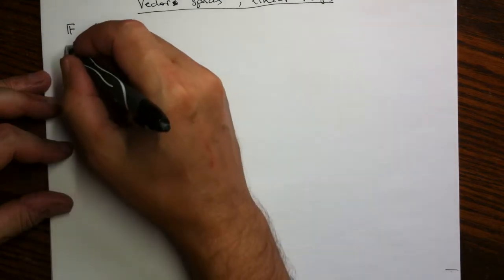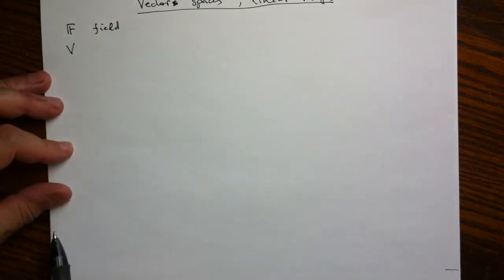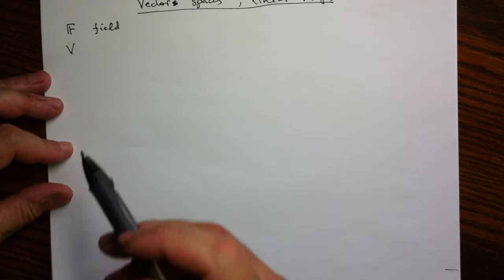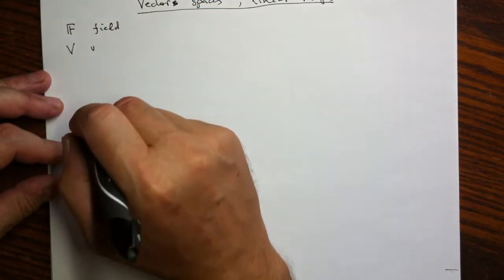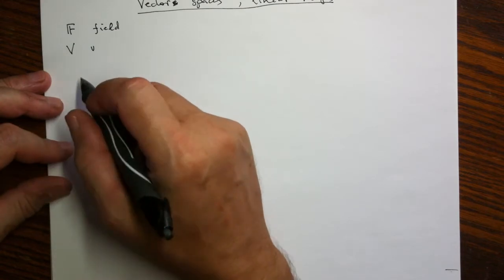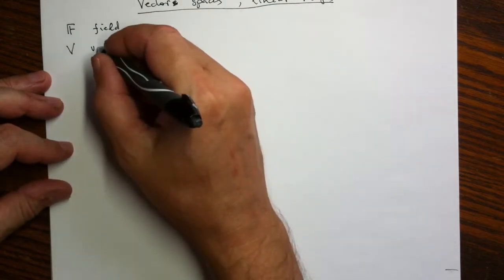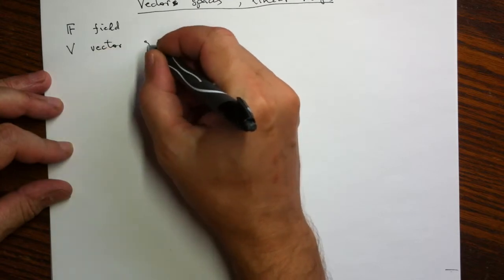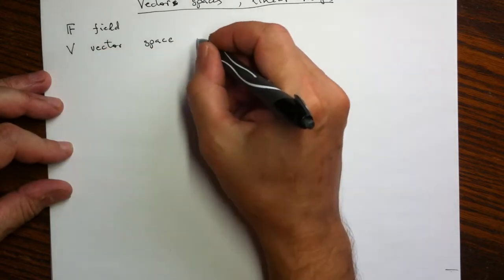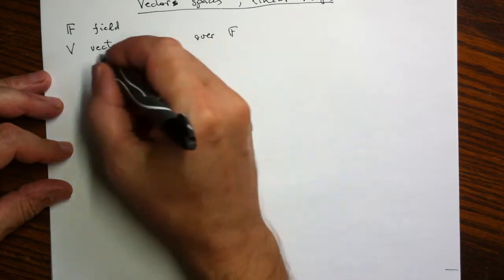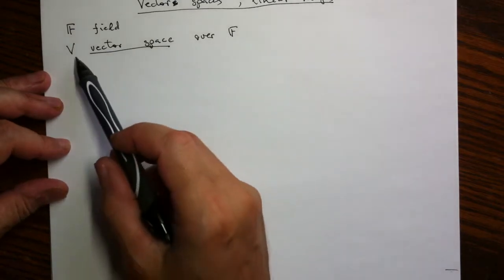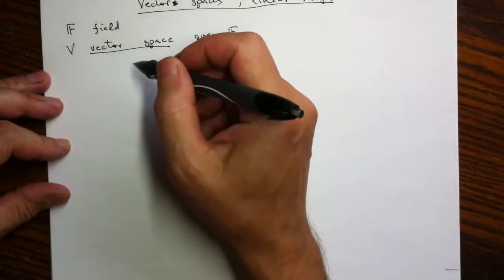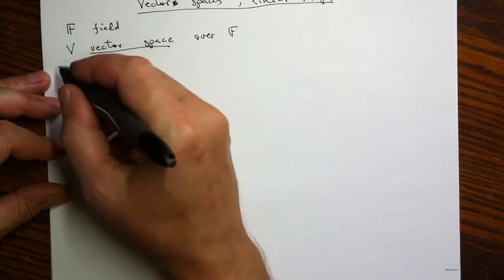Vector spaces are defined over a chosen field. It makes sense to talk about vector spaces which are over the same field. So a vector space over a field is, first of all, a set of vectors together with two structures.